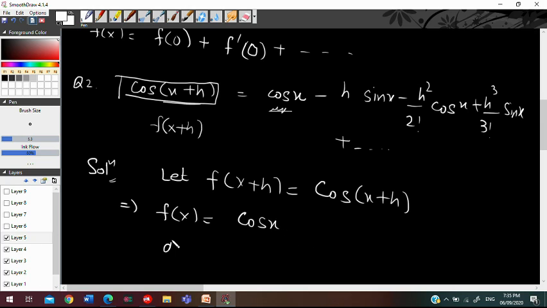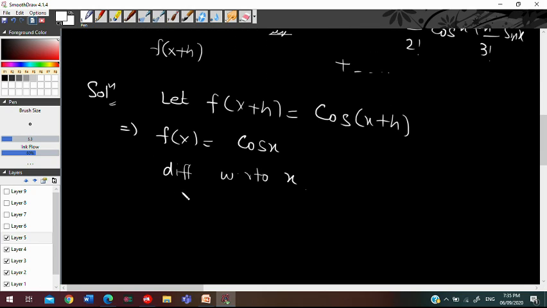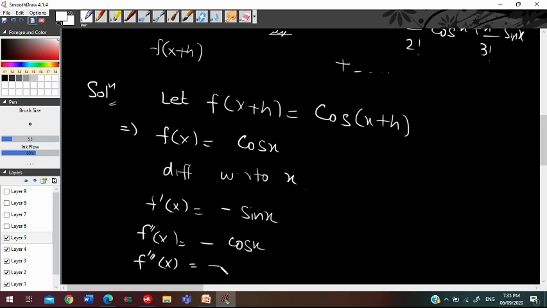Now differentiate with respect to x. If we differentiate, the first derivative f prime of x, we know that the derivative of cos of x is minus sin of x, and f double prime of x is equal to minus cos of x. f triple prime of x is equal to minus and minus plus sin of x.